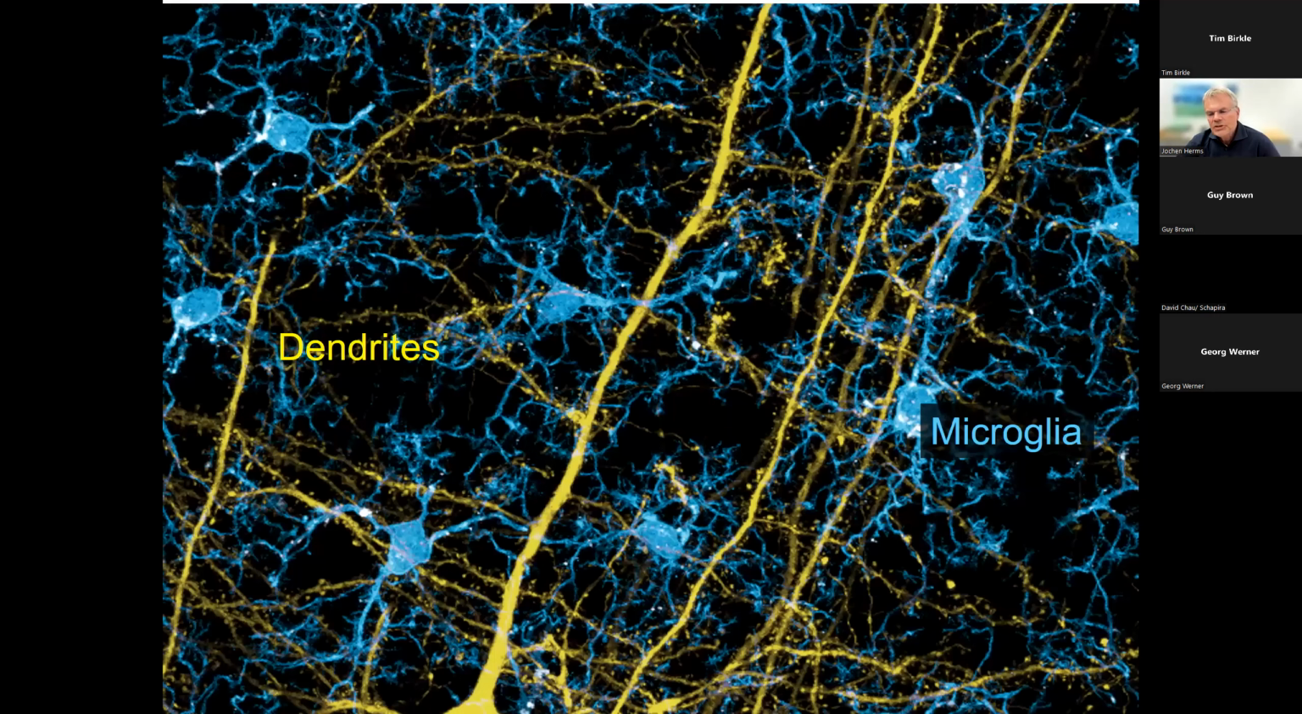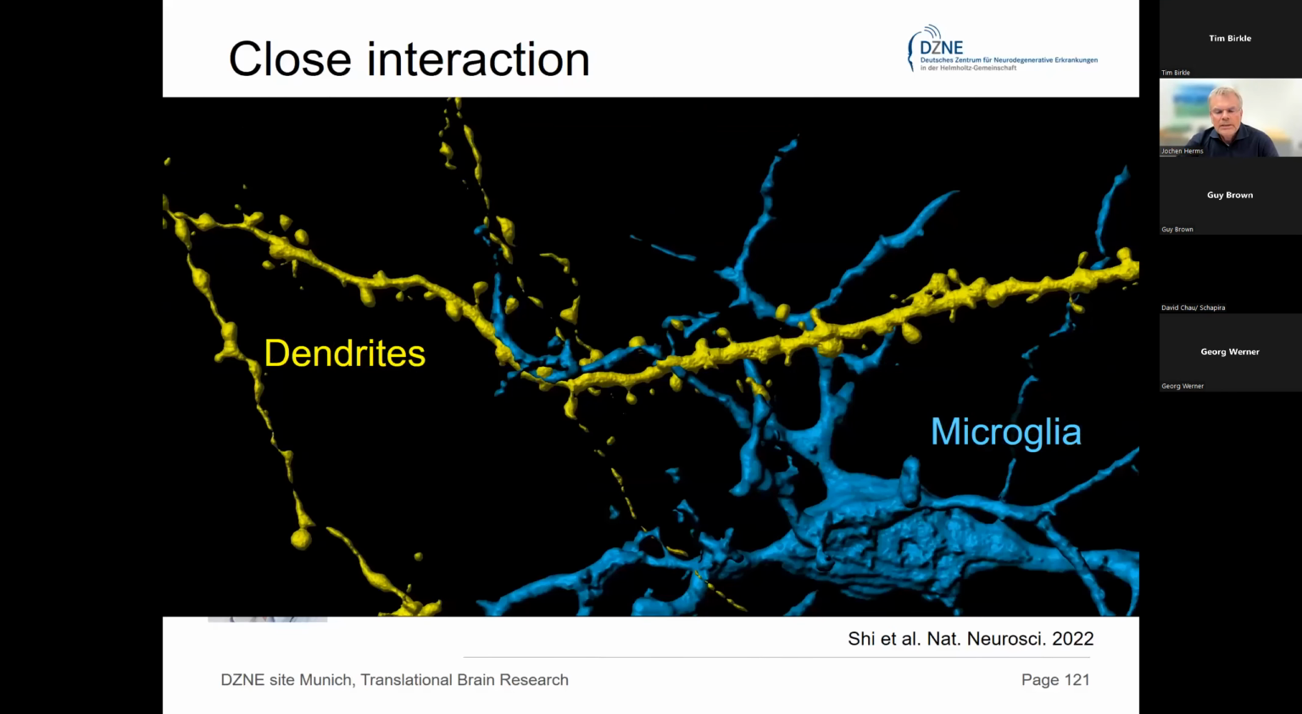This is an image from us. Here you see in blue the microglia, and in yellow a few dendrites with spines passing through the volume. You see all the microglia of this volume, and you see only a few dendrites. As you can see, each microglia covers its own space where it screens the synapses within. And this is in higher magnification. You see here one dendrite and one microglia, and you see that there's interaction.